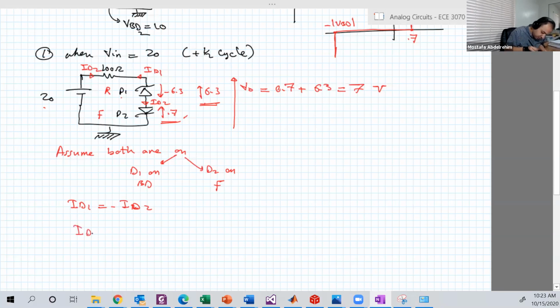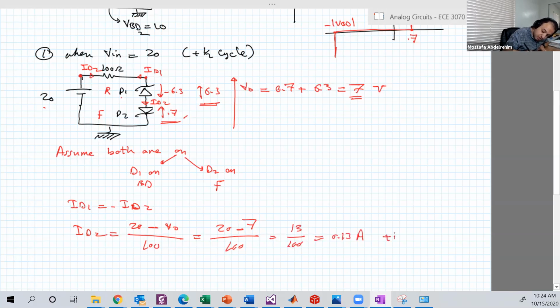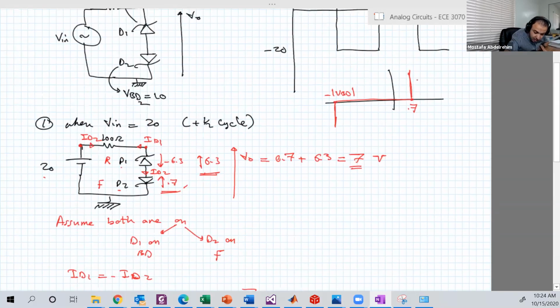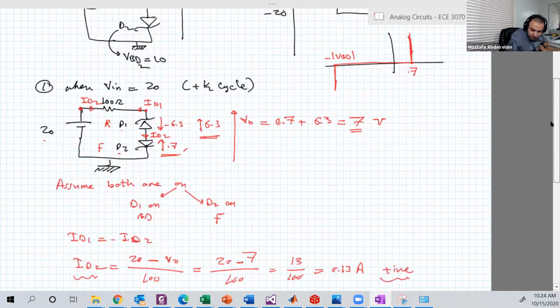ID2 equals this point, which is 20, minus this point, which is VO, over 100 ohms. 20 minus 7, that's 13 over 100, which is 0.13 amps, which is positive. So ID2 is positive. ID2 is forward, and for forward, we need the current to be positive.